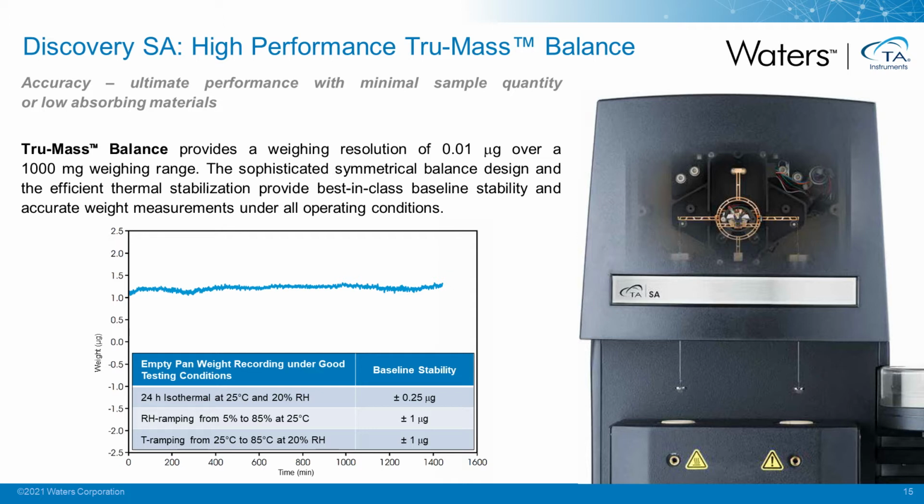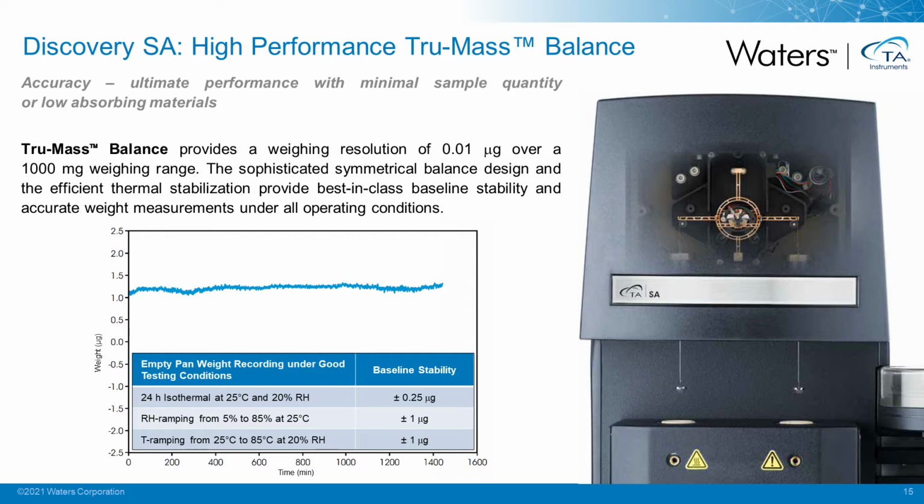So here we have a plot of the weight signal taken over 24 hours at 25 degrees Celsius and 20% relative humidity. And you can see that it's less than a half a microgram, probably around a quarter of a microgram here. And the chart at the bottom indicates our baseline stability under several different conditions.